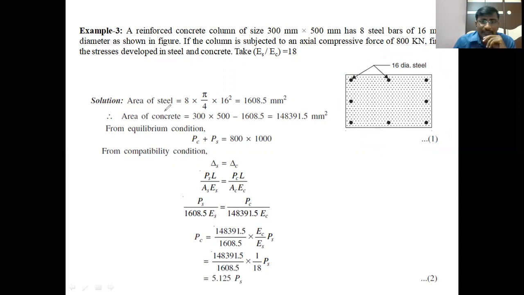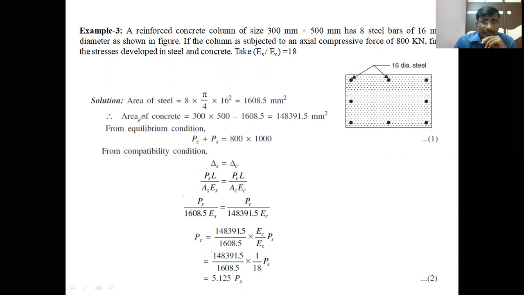First of all, find the areas of each material. Area of steel: 8 steel bars are there, each steel rod having 16 mm diameter. Pi by 4 d square, pi by 4 into 16 square is the area of a single steel bar reinforced in the concrete, and into 8 we get the total cross-sectional area of the steel bars, because 8 steel bars are there. 8 into pi by 4 into 16 square is 1608.5 mm square, the area of the 8 steel rods.